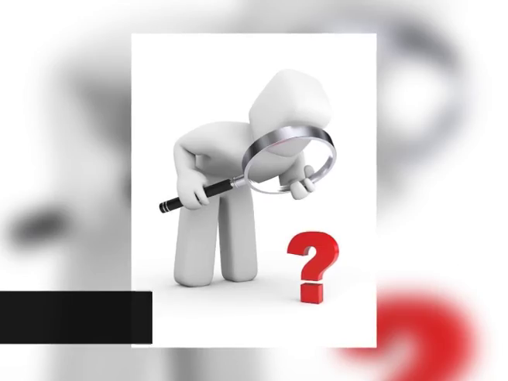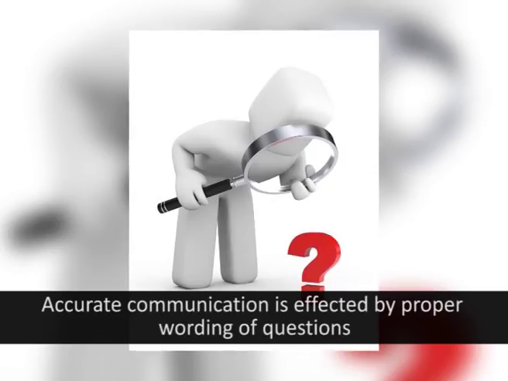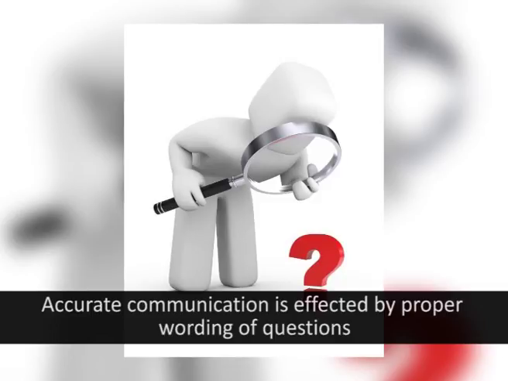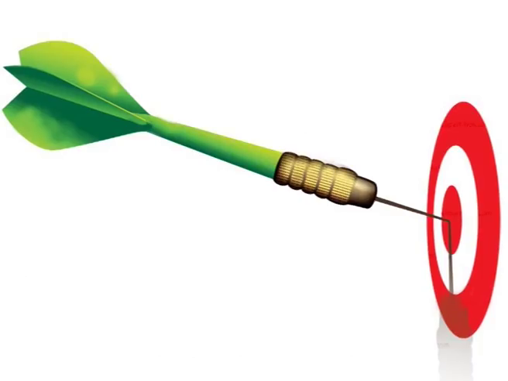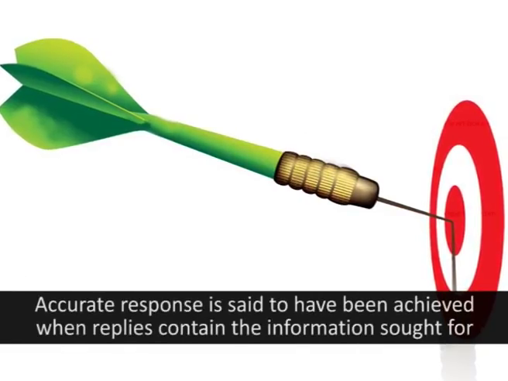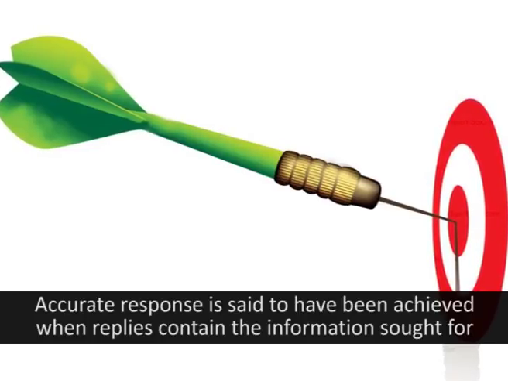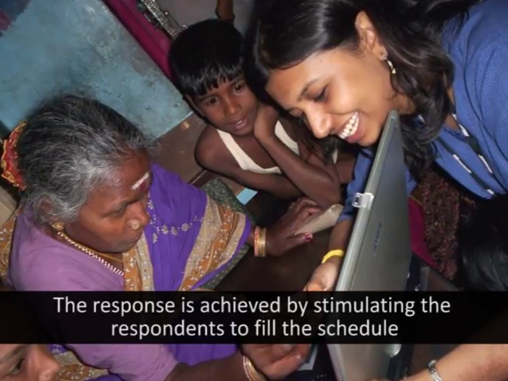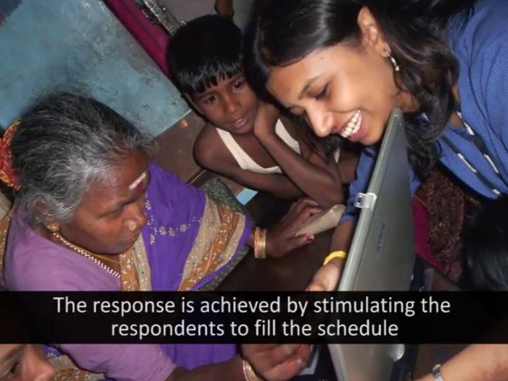To sum up, accurate information and accurate response are the two essential conditions of a good schedule. Accurate communication is effected by proper wording of questions so as to produce the desired sense without any ambiguity. Accurate response is said to have been achieved when replies contain the information sought for. The response is achieved by stimulating the respondents to fill the schedule. Besides, the physical structure of the schedule should be attractive.